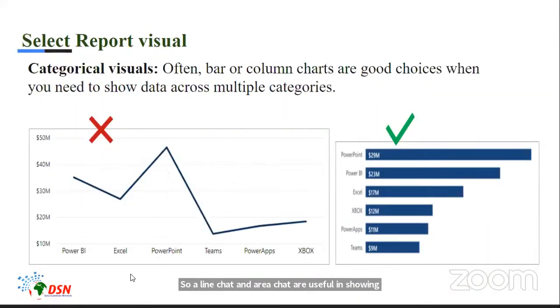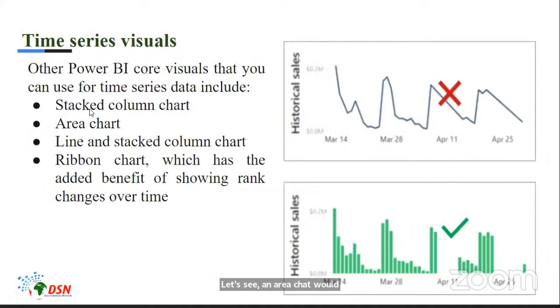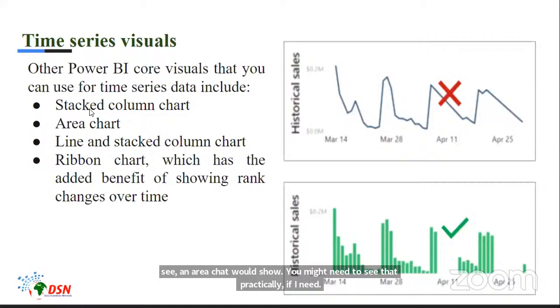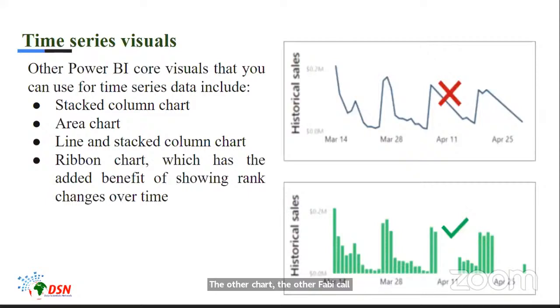So the only difference between a line chart and an area chart is that an area chart is going to show you magnitude. We'll see that practically if time permits. There are other Power BI core visuals that you can use for time series analysis. This includes stack column charts. This is an example of a stack column chart. I've talked about area chart, I've talked about line chart, and the ribbon chart, which has added benefits of showing rank changes over time.